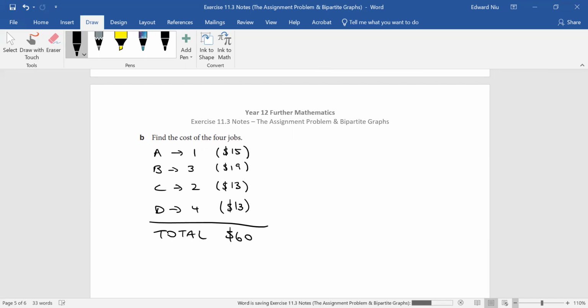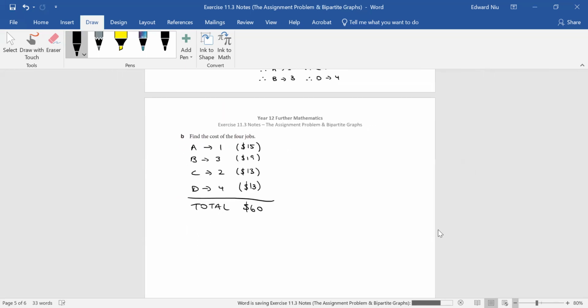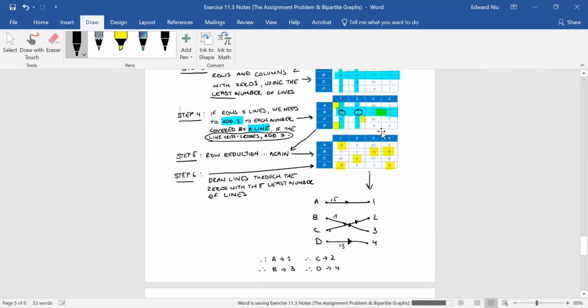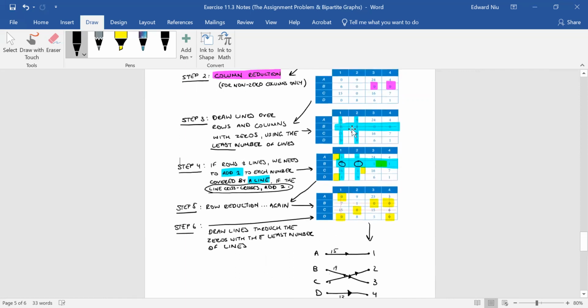So there it is. That's the Hungarian algorithm for you. It's just an extension to the row and column reduction method when the number of lines that are covering the 0 in the most efficient way doesn't equal the number of rows, and then you have to add 1 to the zeros and all the numbers covered by those lines, and then 2 for crisscrosses, to make sure that we continue with the row reduction again to get more lines. And that's it for Hungarian.